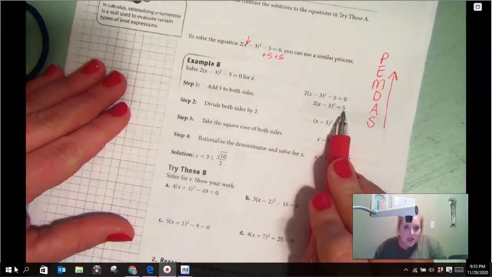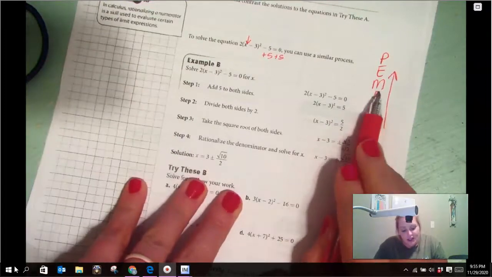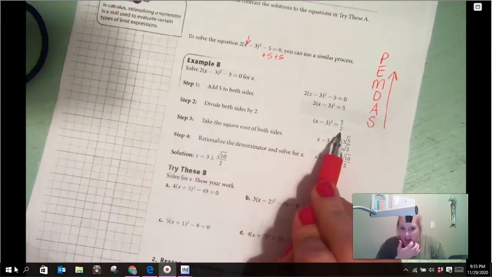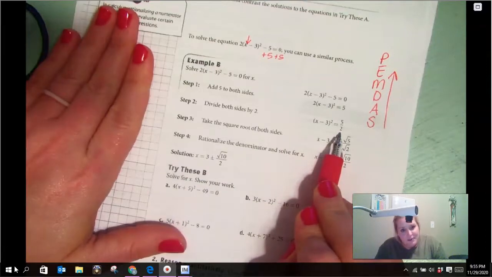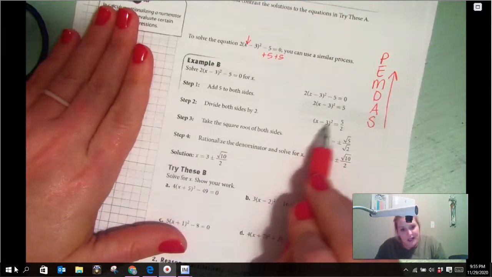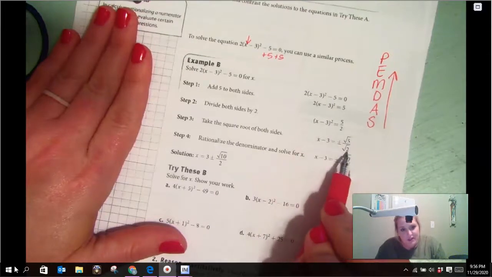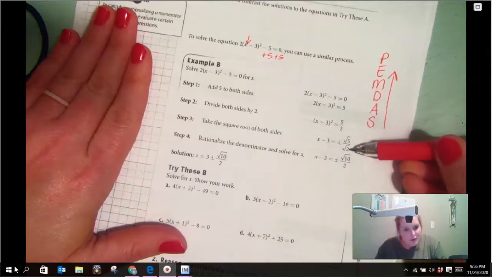Okay, then once they get rid of that, then we're looking at the division and multiplication. Well, we can divide by 2. That's going to give us 5 halves. Then we want to get to the parentheses, but before we can get to the parentheses, we've got to get rid of that square. So this is where you're going to take the square root of both sides, which gives you the square root of 5 and the square root of 2.